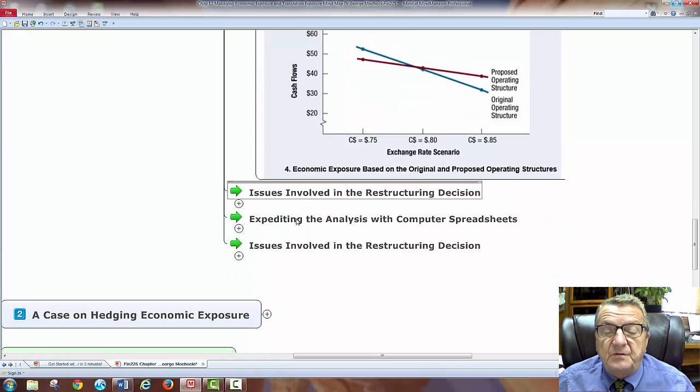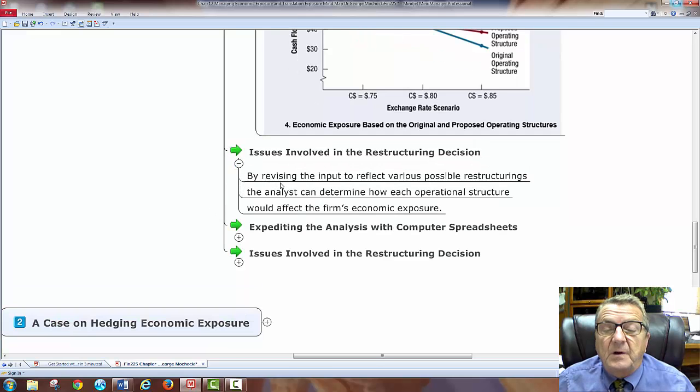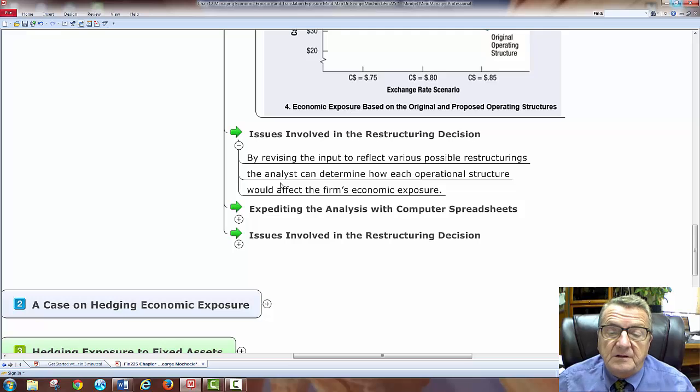Okay, issues involved in restructuring decisions. Some issues you should be thinking about. Basically, by revising the input to reflect various possible restructurings, the analyst could determine how each operating structure would affect economic exposure. What's the bottom line? If I restructure, will I be able to sustain the economic pressures that I'm experiencing now and within the next 3 or 4 years? And that's me guessing, making an assumption about what the government's going to do economically going forward.